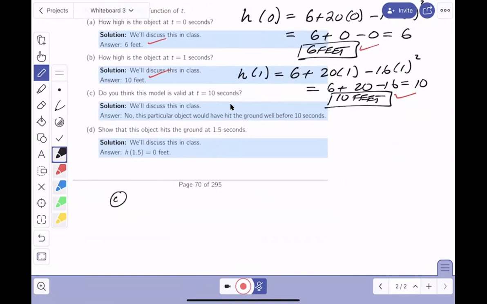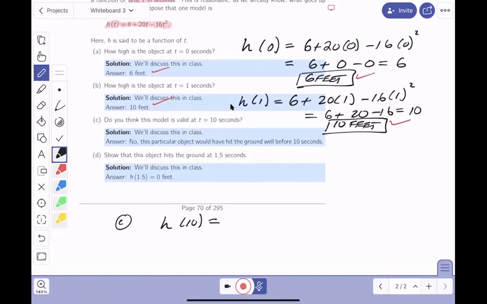Now, what I mean by that: an object being thrown in the air, and you should realize it's really tough to get an object to stay in the air for 10 seconds. Particularly if the object is a free-falling object, it's not going to last 10 seconds. Let's go through it. So put h of 10 down.